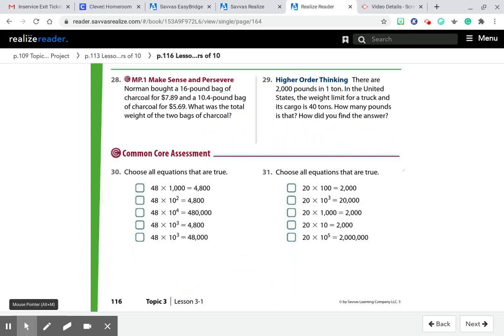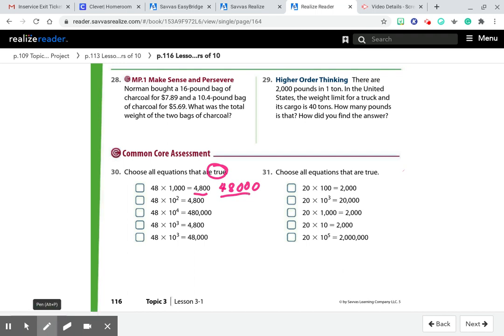So choose all the equations that are true. So we want the values that are true. I actually have to solve all of these to make sure they're correct. So I'm going to ignore the answers that they have there. So 48 times 1,000, I'm going to write my answer to see if it matches. 48 times 1,000 would be, I'd make a 48 times 1 and then annex 3 zeros. Now, does that look the same? No, so that's not true.